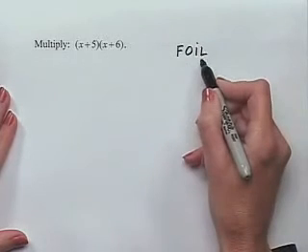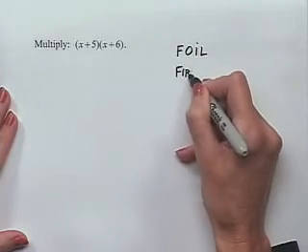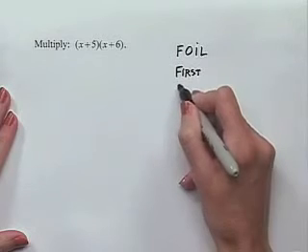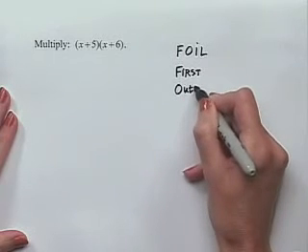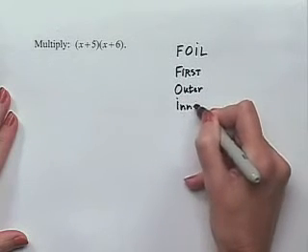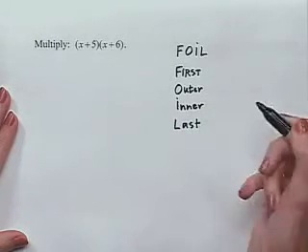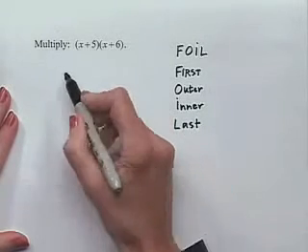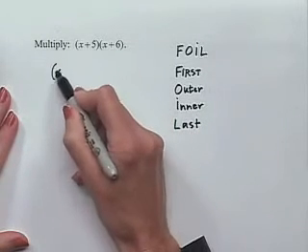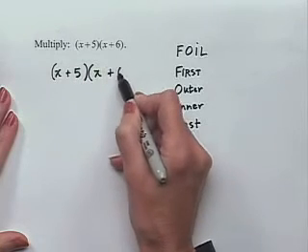FOIL stands for the order in which we're going to multiply. The F stands for first. The O stands for outer. The I stands for inner. And the L stands for last. And we'll demonstrate that on this example. So rewriting, we have x plus 5 times x plus 6.